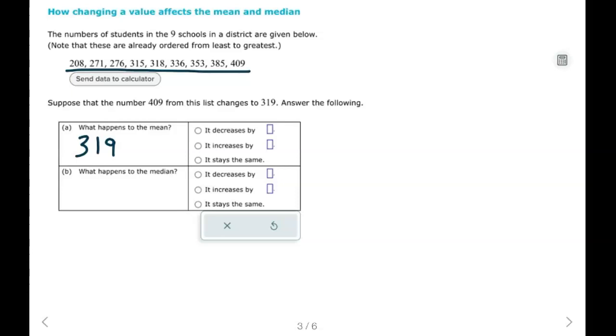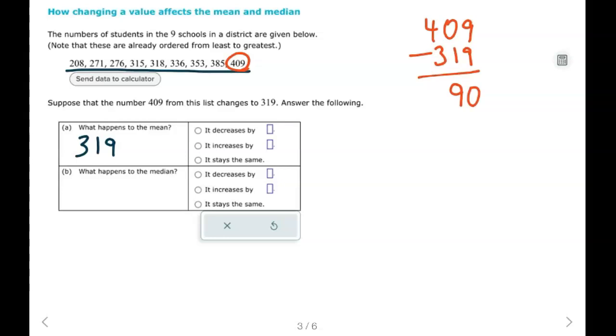Now, if we change the number that is 409, we change that and make it 319. Well, we have just decreased the total sum of the numbers by 90. Do 409 minus 319, we see 90 is our difference here. It decreased by 90, the sum decreased by 90.